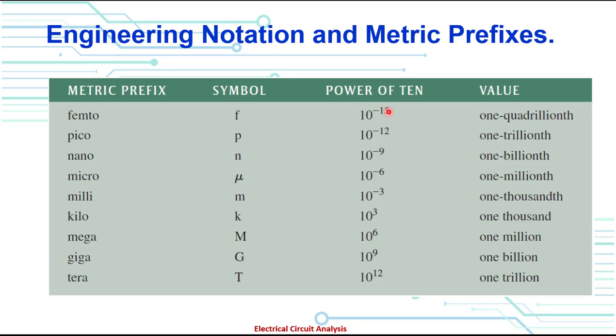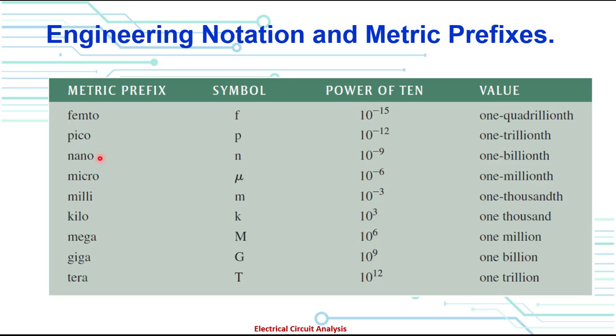Now note here, all the powers of 10 are in multiples of 3. So kilo is 3, mega is 6, giga is 9, tera is 12. And in a similar way, in the negative exponents, they are also multiples of 3. So for smaller quantities and for larger quantities, we can use these prefixes to represent the values.